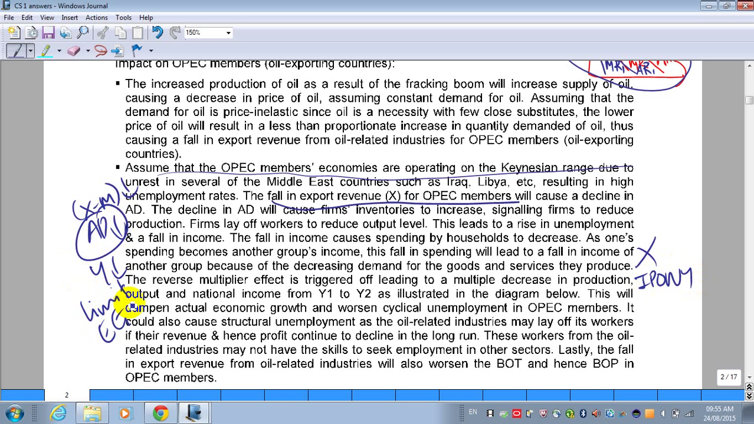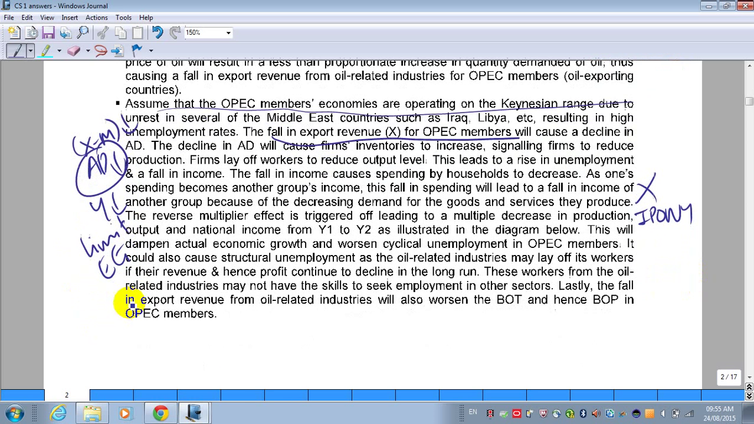Limit EG for all these OPEC countries, and at the same time, since X minus M falls, you can talk about the current account and the BOP: the current account worsens, the BOP worsens. Now take note that the balance of trade they are talking about here has about the same meaning as the current account. When we use the words balance of trade, it could mean the current account. So that's about it.